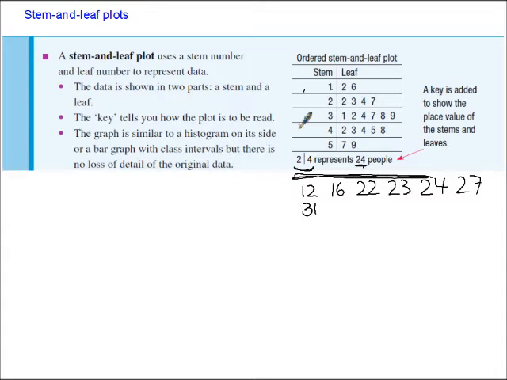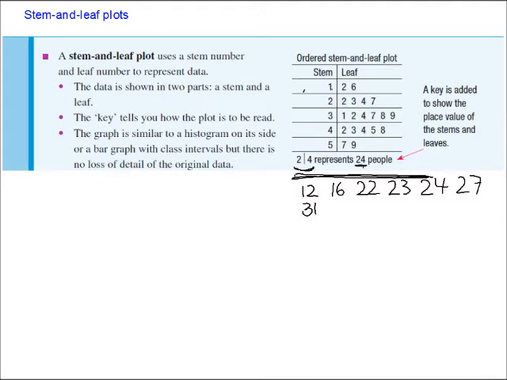I can see straight away from looking at this stem and leaf plot that I have far more data in the 30s and 40s than I do in the 10s and 20s. So straight away I can get an idea of how my data is distributed. It is similar to a bar graph or a column graph on its side, but I can actually see what the numbers are. So I've got a little bit more information than just a histogram, which we'll look at next lesson.